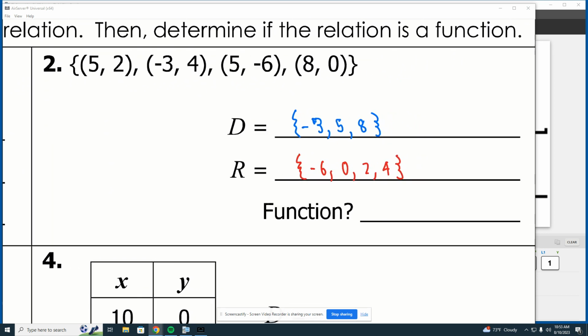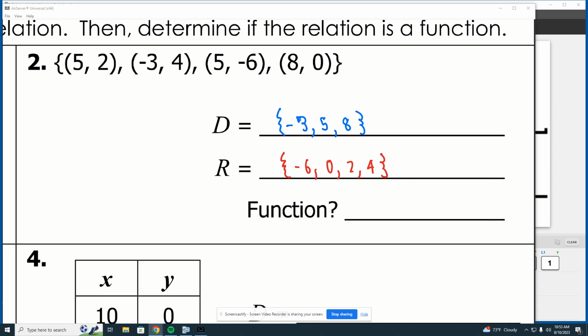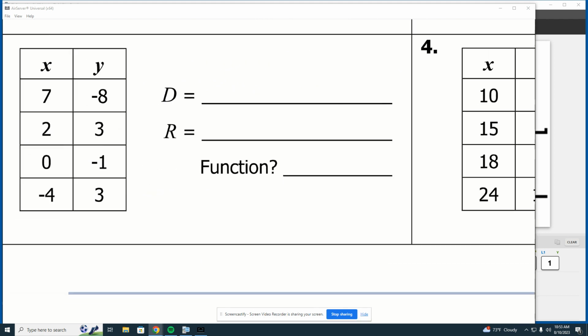Okay, big question. Is this one a function? This one is not a function. Why? Because 5 repeats. 5 cannot give me 2 one time and give me -6 another. That cannot be a function. You follow? Easy stuff. Now let's look at it from a table.